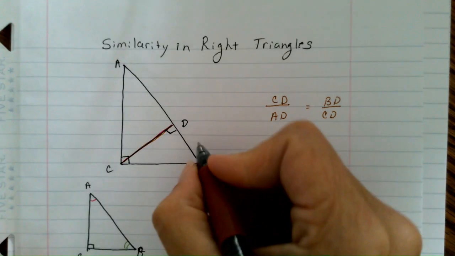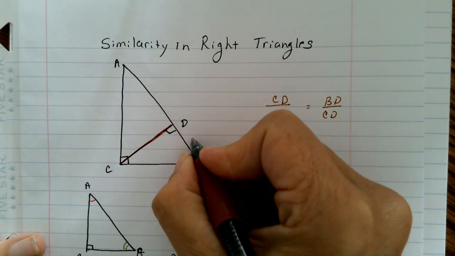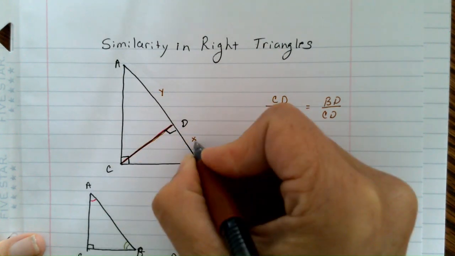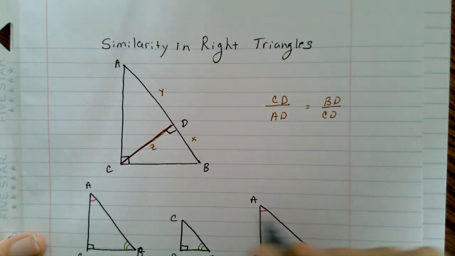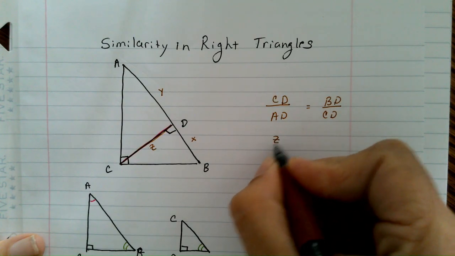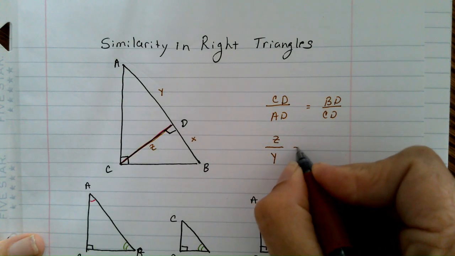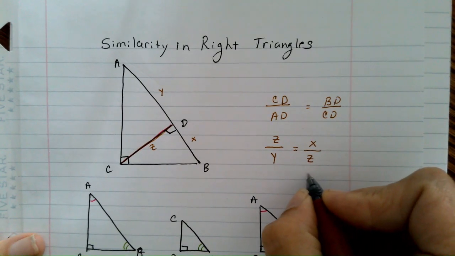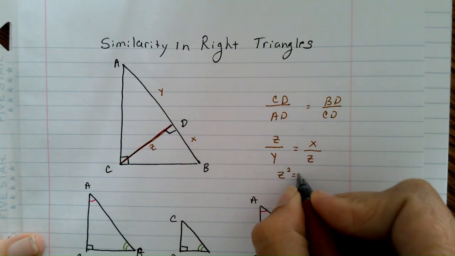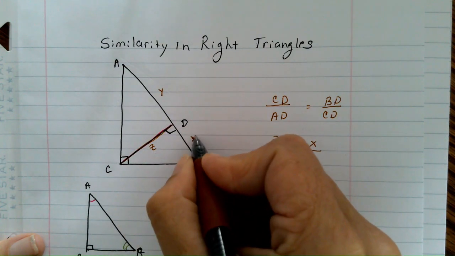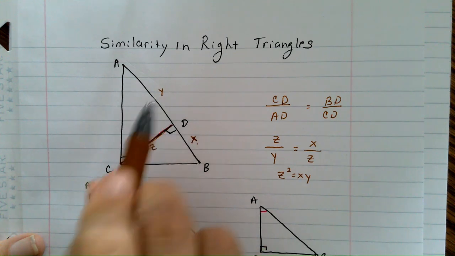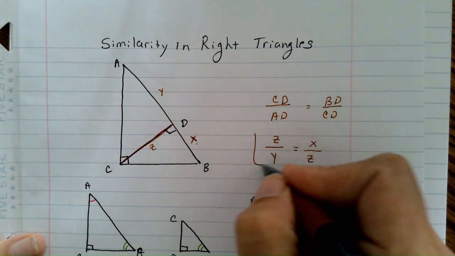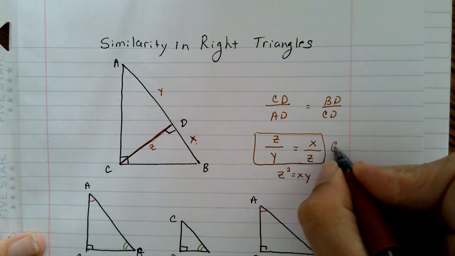So I'm going to give these names. Let's call this one X, Y, and Z. So CD I have labeled as Z, AD I have labeled as Y, BD I have labeled as X, and CD I have labeled as Z again. So if I do the proportion here, I'd have Z squared equals X times Y. Now, you notice that X and Y make up the hypotenuse of the whole right triangle, and Z was that split line. This proportion is going to happen every time, and it's known as the geometric mean.